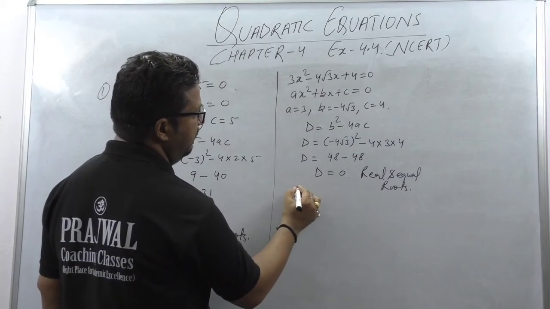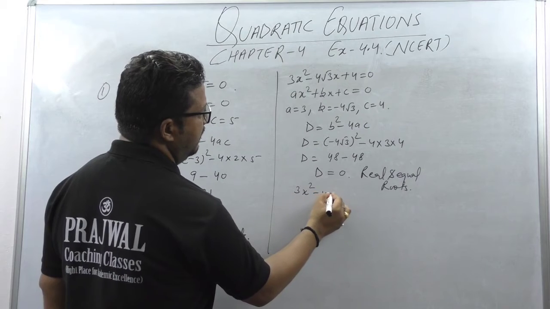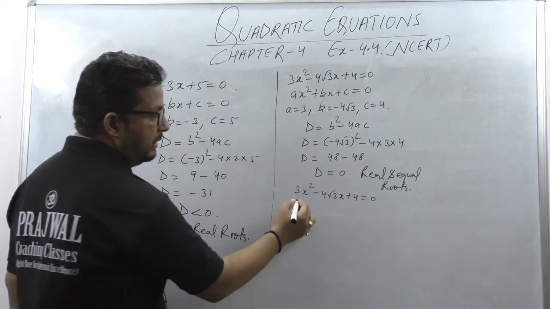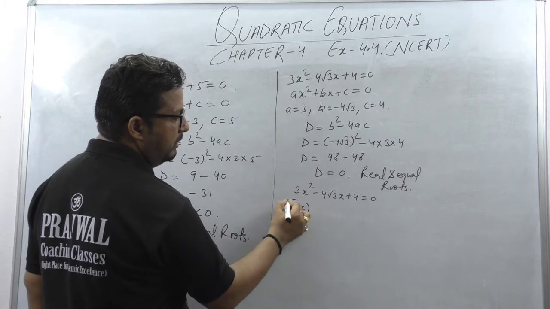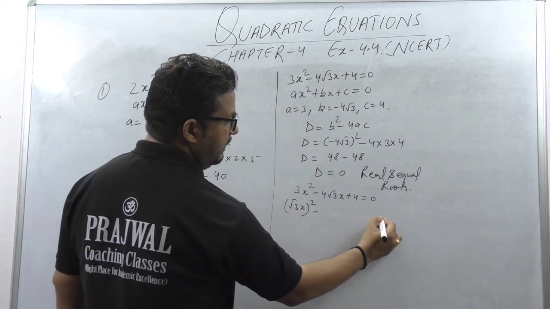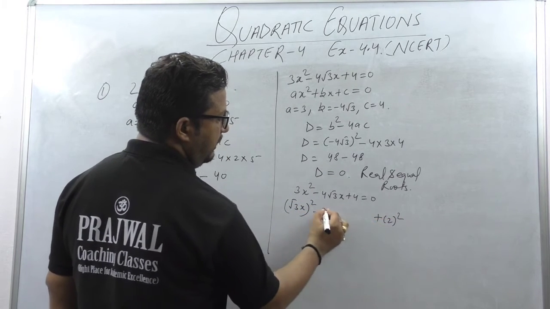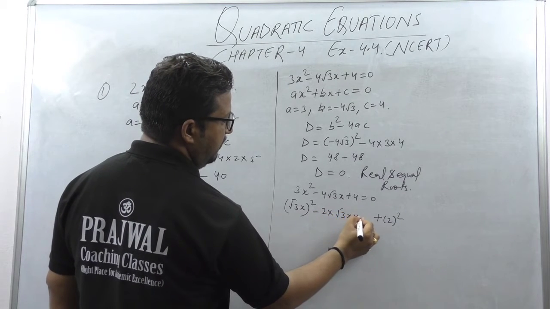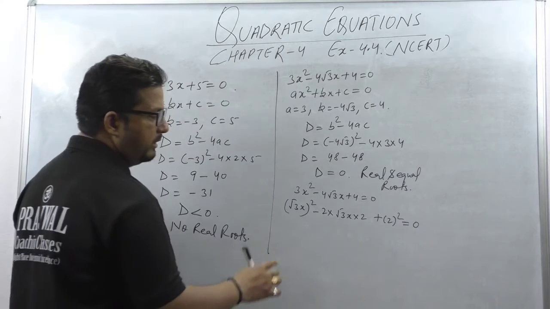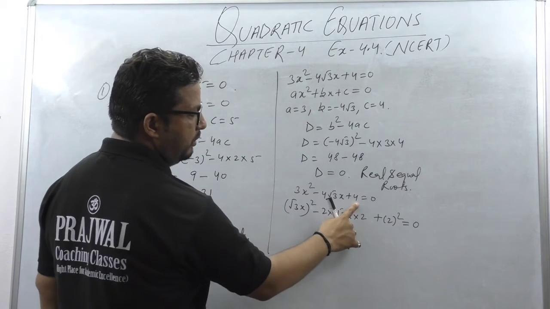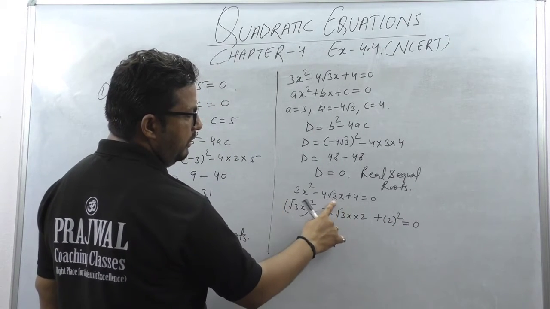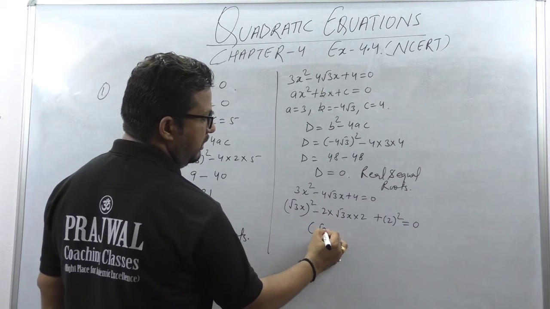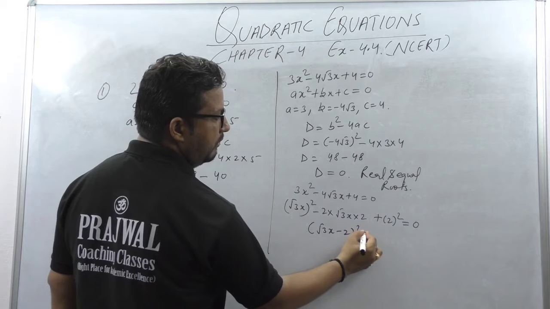How can we find them? The equation is 3x² - 4√3x + 4. Because the roots are real and equal, we can easily find them. You can write the first term as (√3x)², the last term as 2², and the middle term as 2ab, where a is √3x and b is 2. So it is easily expressed as a² + b² - 2ab, which becomes the formula (√3x - 2)².